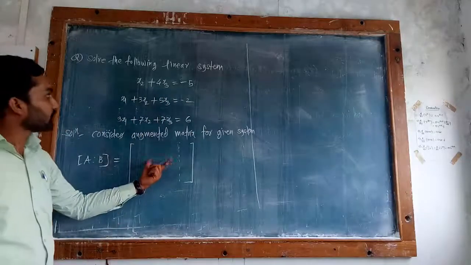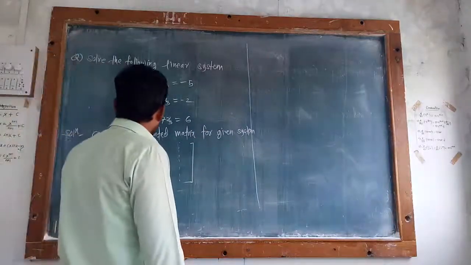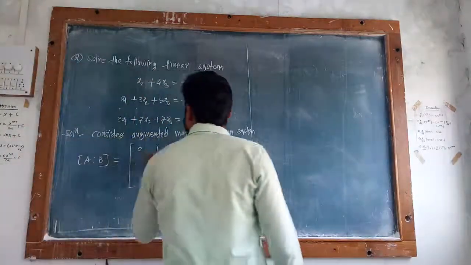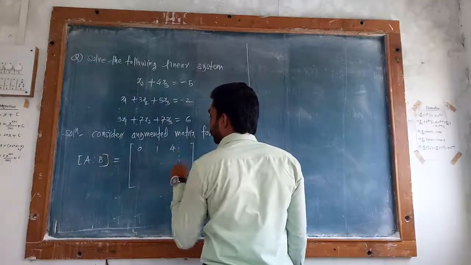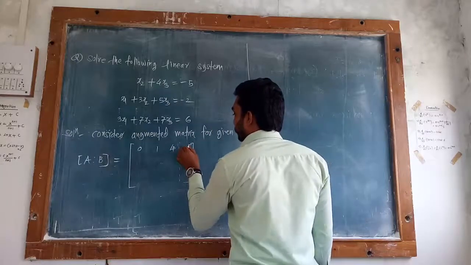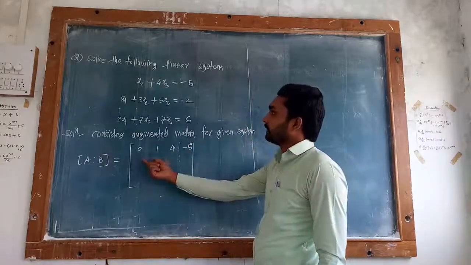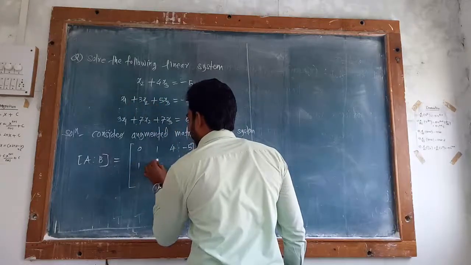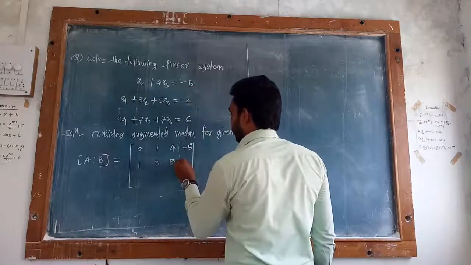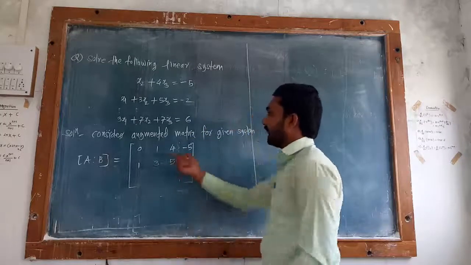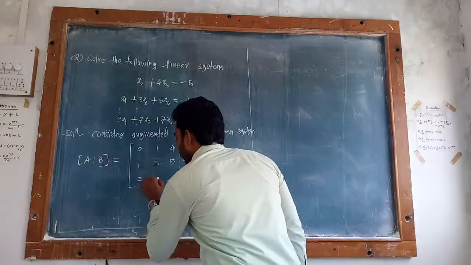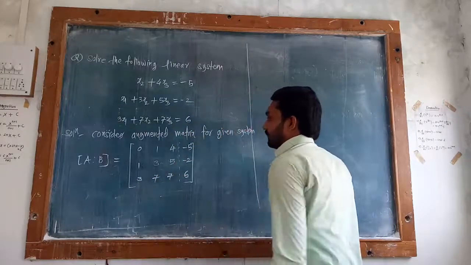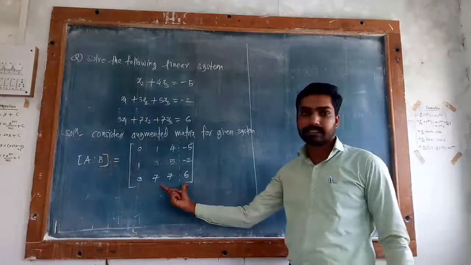What is your coefficient matrix? The first row is 0, 1, 4, and the constant is minus 5. The second row becomes 1, 3, 5, and the constant is minus 2. And your last row becomes 3, 7, 7 and 6. So this is your augmented matrix AB.